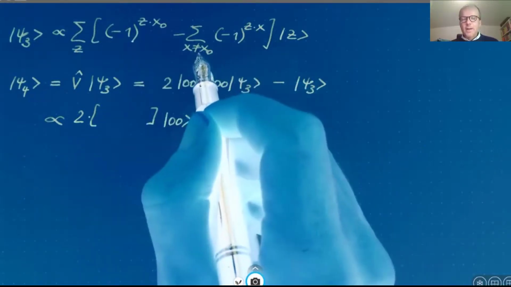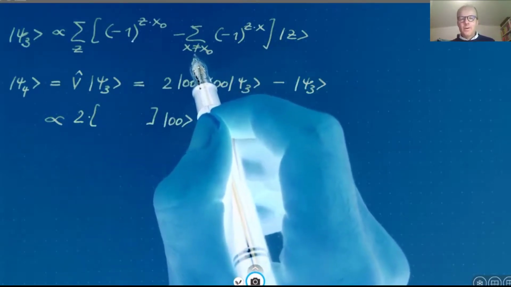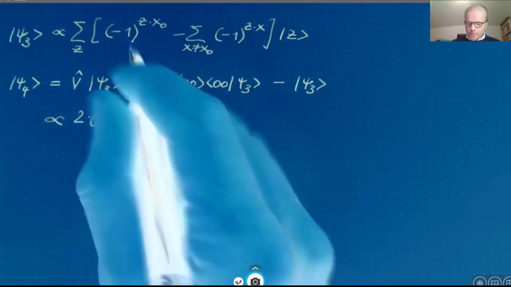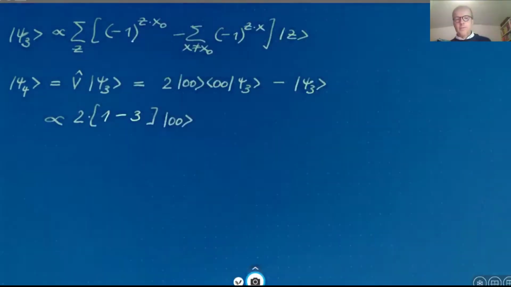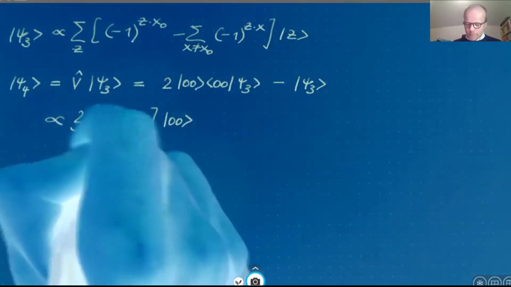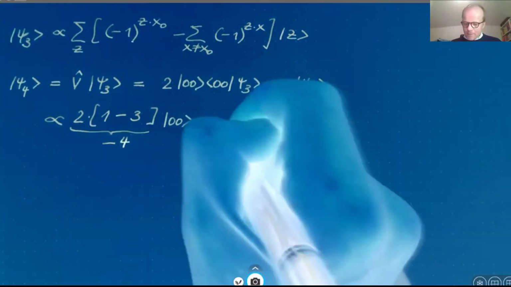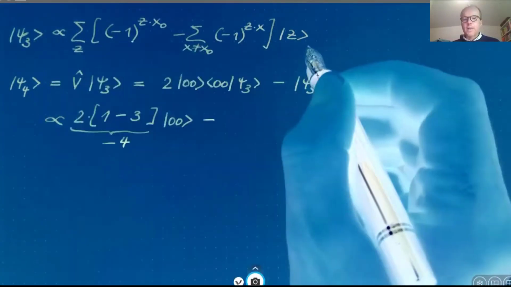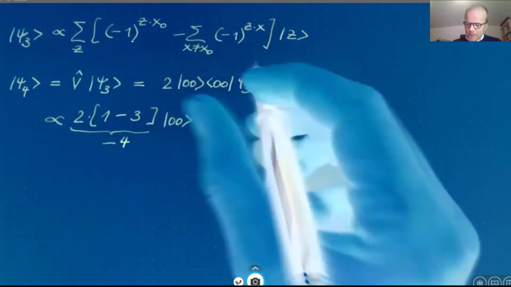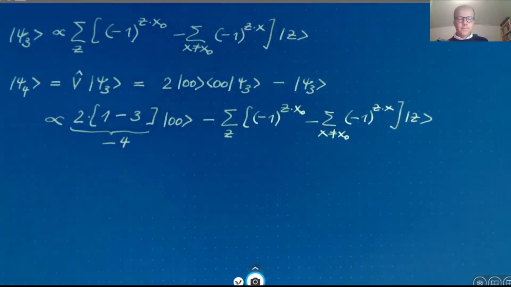Now here we have 3 out of 4 incorrect solutions. So this gives 1 and the sum gives 3. So we have 1 minus 3. In total, this is a prefactor minus 4. Then we subtract from that this whole state. So I have to write it again. There's nothing I can do. This is our psi 4.